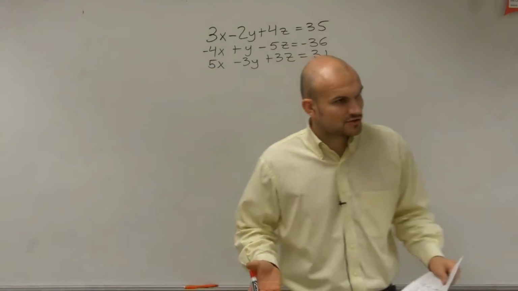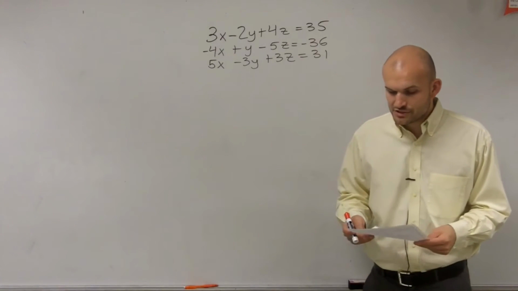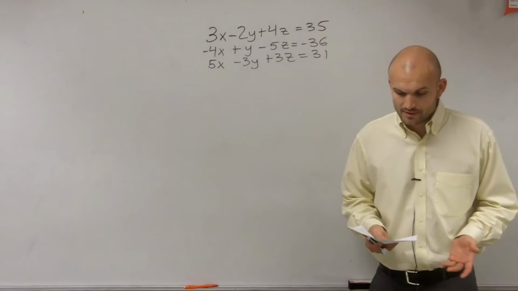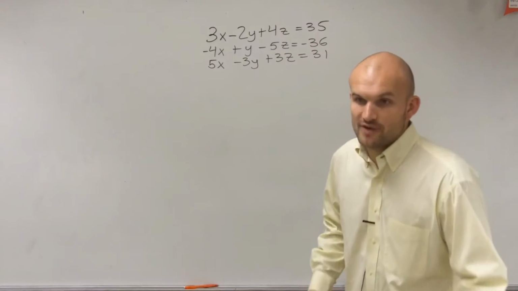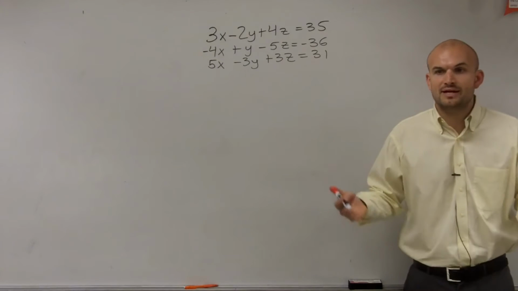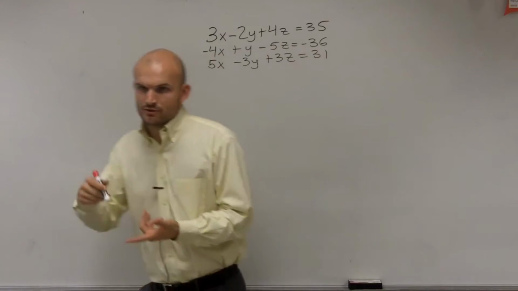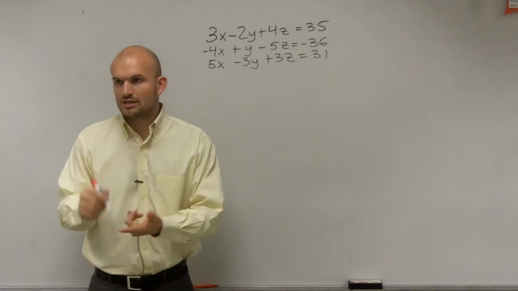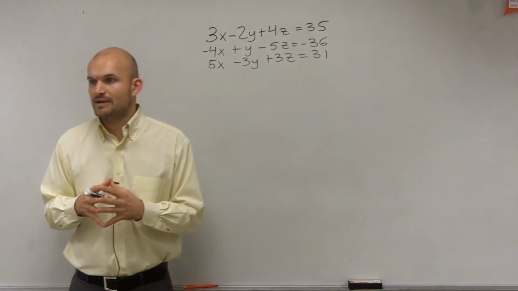So the first step that I told you guys to write down was to eliminate one variable by using 2 pairs of equations, and then to create a system of 2 equations and 2 variables. So what we want to do, ladies and gentlemen, is we want to eliminate a variable. We want to pick a variable that we can eliminate. Through talking about substitution and elimination, what would you guys say might be one of the easiest variables to eliminate?